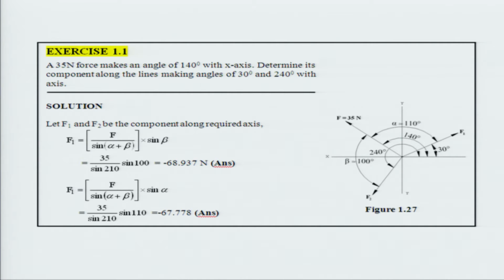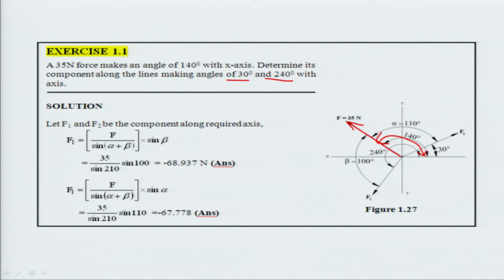Let us do one question. In this question, a 35 Newton force makes an angle of 140 degrees with the x axis. Determine its components along the lines making angles of 30 degrees and 240 degrees with the axis.